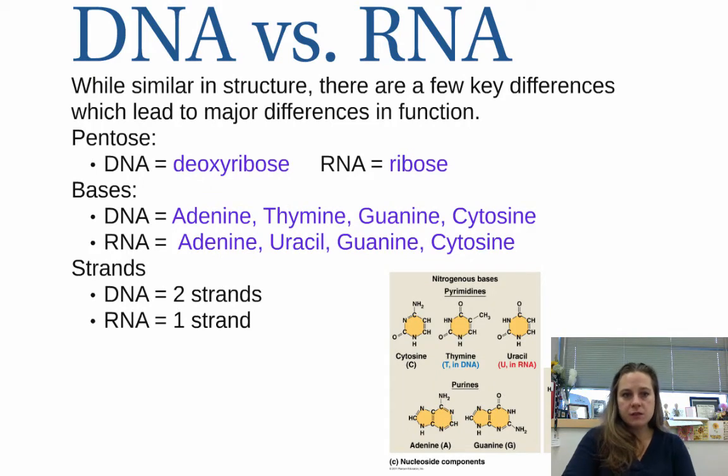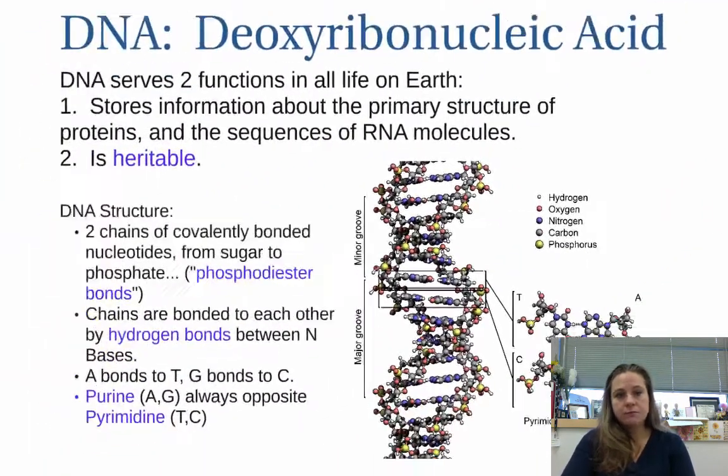So here are the biggest differences between them. The sugar is the first one. We have DNA deoxyribose, RNA ribose. The bases: adenine, thymine, guanine, and cytosine for DNA. And you have adenine, guanine, cytosine, and then uracil in RNA. And whereas DNA is a double helix, RNA is a single helix.